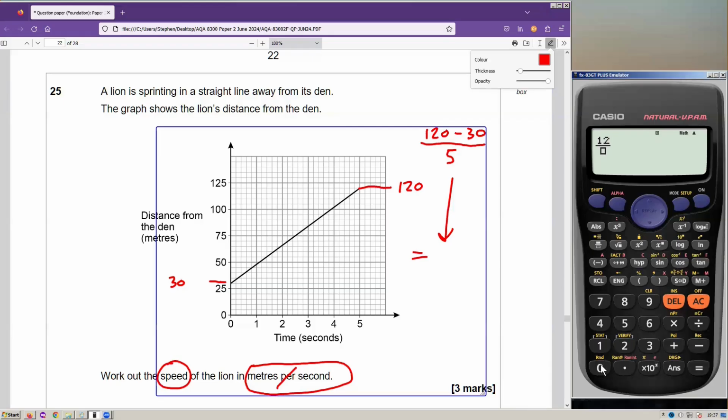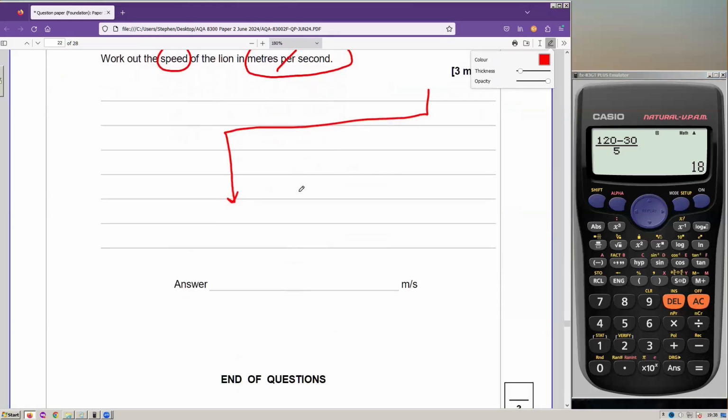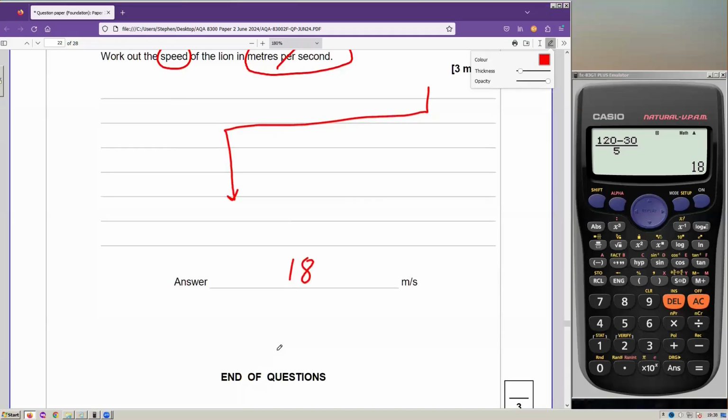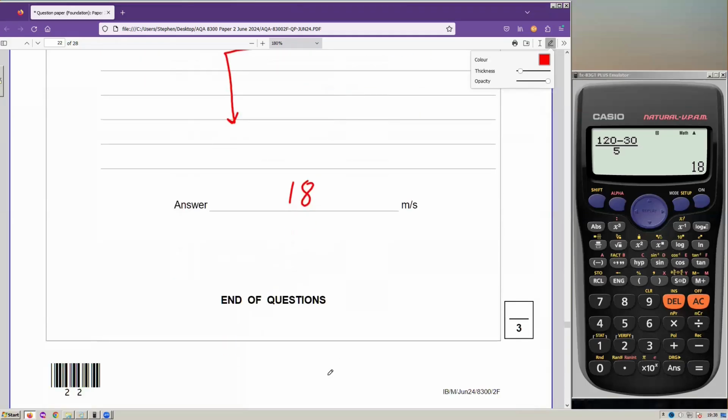120 minus the 30 over the 5. 18. I suppose that's quite fast, isn't it, for a lion? 18 is our answer. I'll put that further down: 18 meters per second. And there is the end of our questions.